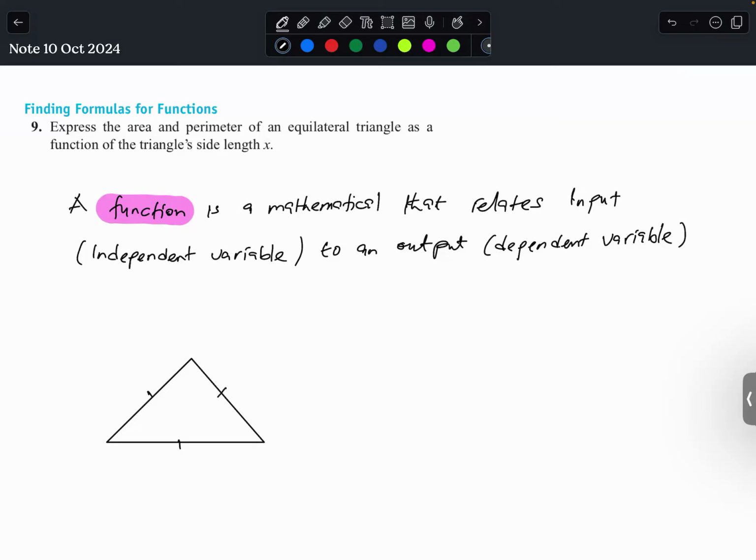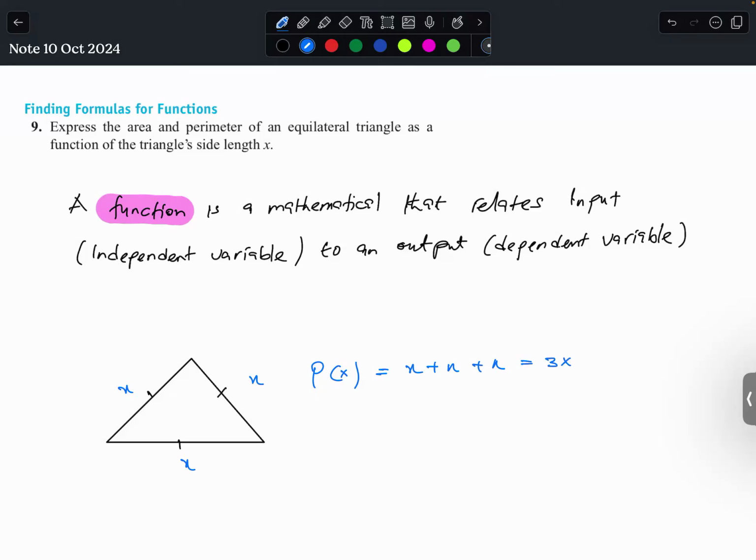Now let's assume these sides, which are equal, are represented by x. So this will be x, this will be x, and this will be x. Let's start with the easiest one, the perimeter. The perimeter P of x is just the summation of the lengths of the sides of the triangle. Here we have three sides, each x, so the perimeter is x plus x plus x, so this is 3x.